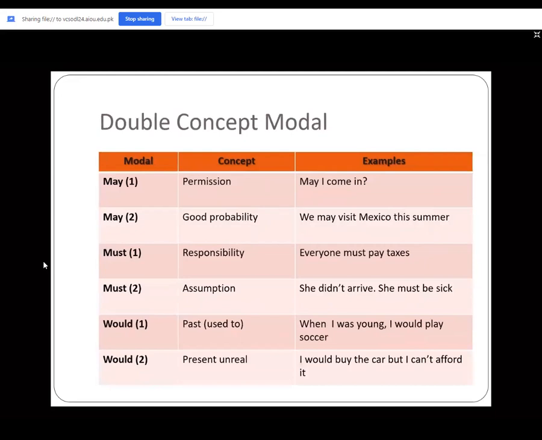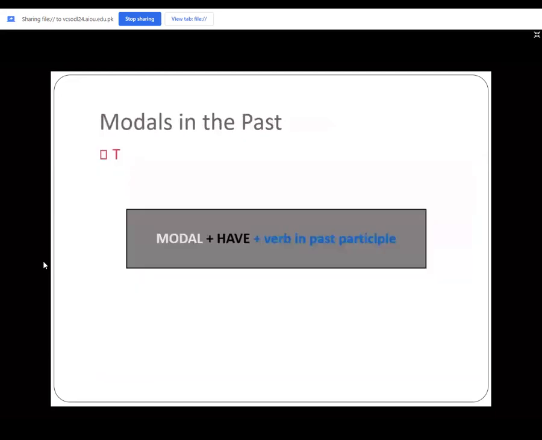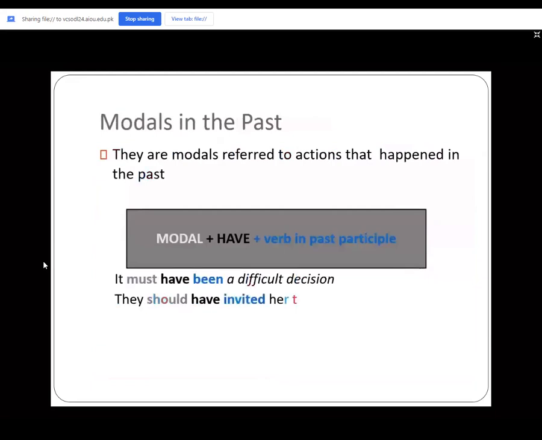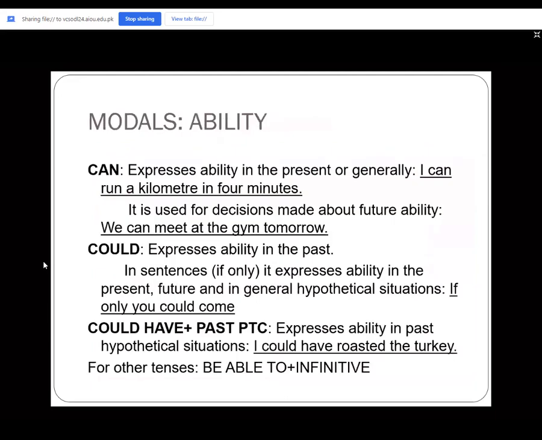Then there is the double concept modal, right? Modals in the past refer to an action that has happened in the past. It must have been a difficult decision. They should have invited her to their wedding. So this is all about the major modals.